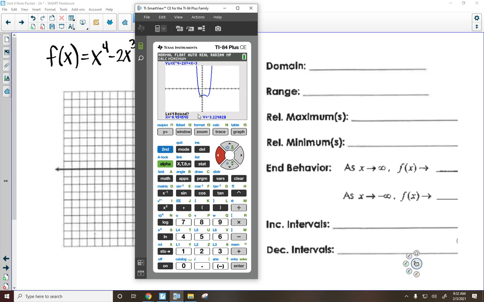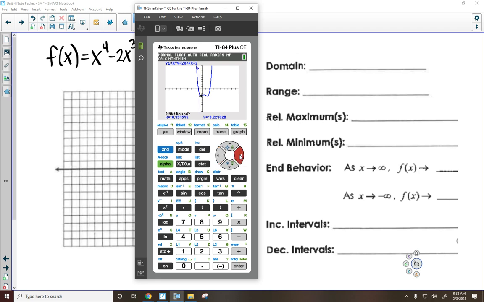The easiest way to find the left bound is to start with your cursor approximately at the minimum point, like mine is currently. To find the left bound, I'm going to hit the left arrow 2 to 3 times. You could do 4 times, you could do 5 times. It really truly doesn't matter, but 2 to 3 times is good enough. So I'm going to hit enter to select that left hand point.